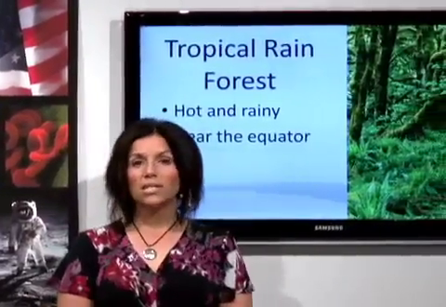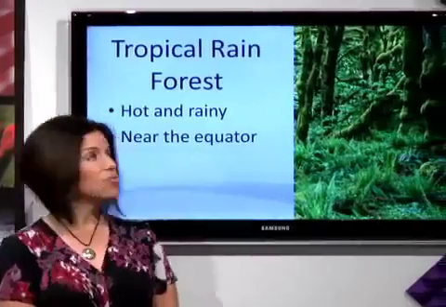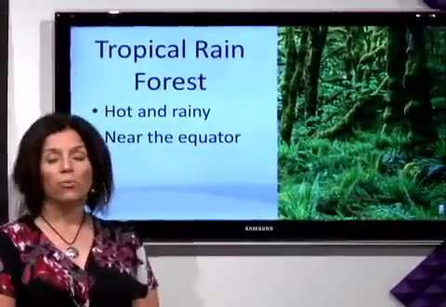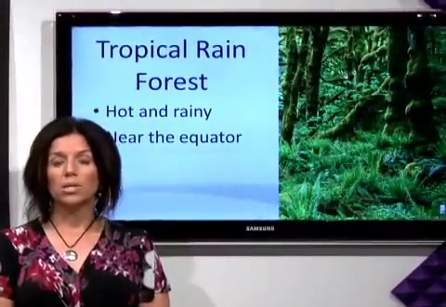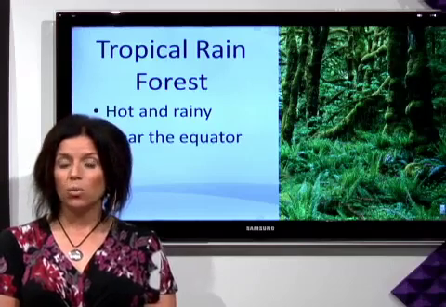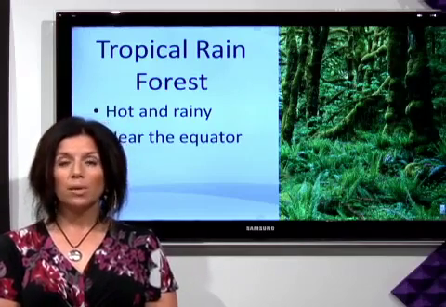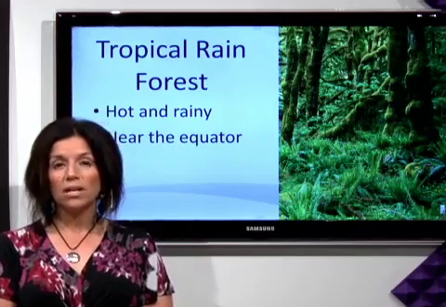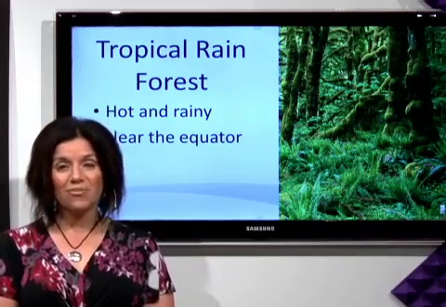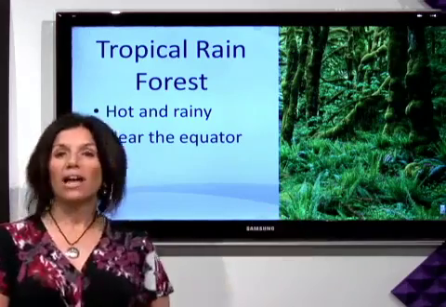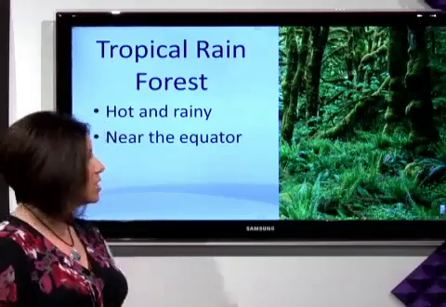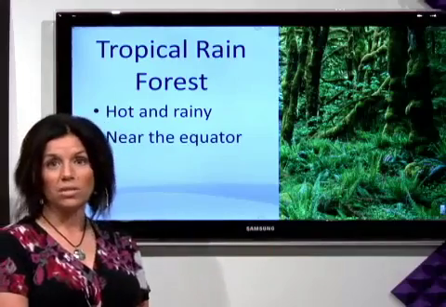The first one is the tropical rainforest. It's very hot and wet, very rainy, and the tropical rainforest is located around the equator area. So there are places in continents like Africa and Asia that have this very hot and wet climate year-round. Look at all the greenery that grows in these areas.